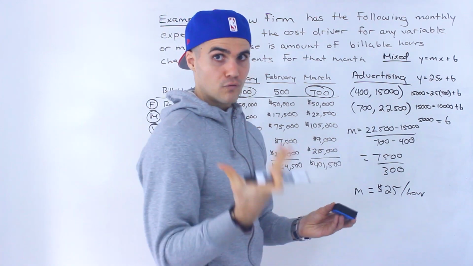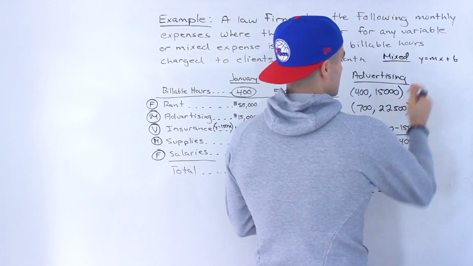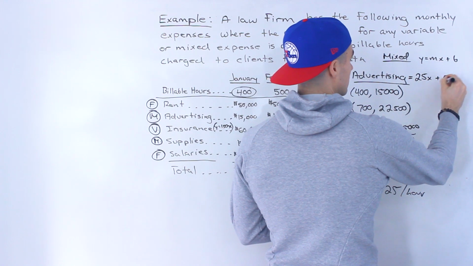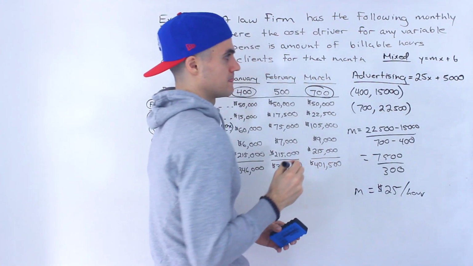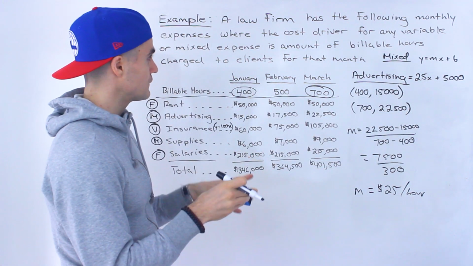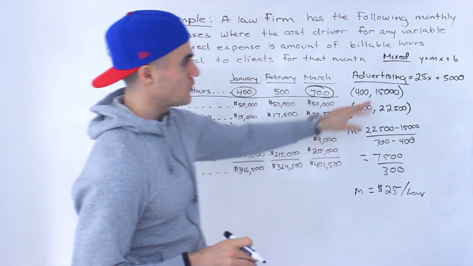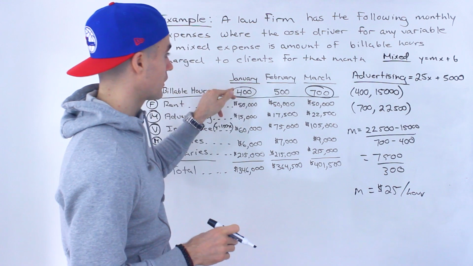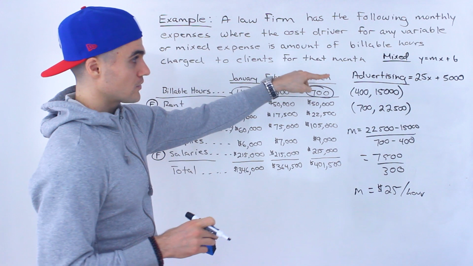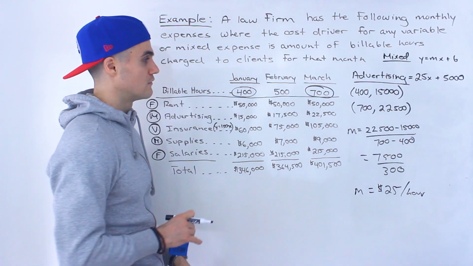And so the formula for advertising, let's just call it advertising equals 25x plus 5,000. Where x, in this case, is the amount of the cost driver, and more specifically, in this particular question, is the amount of billable hours. And if you want to make sure that you got the right formula, what you could do is plug in 400 for x, and you should get 15,000. Plug in 700 for x in that formula, and you should get 22,500.